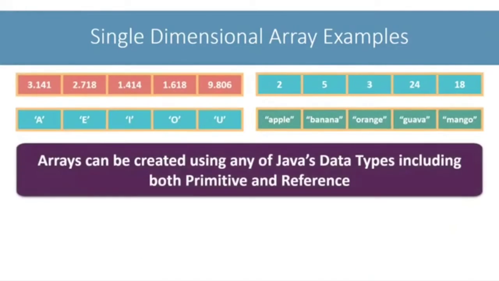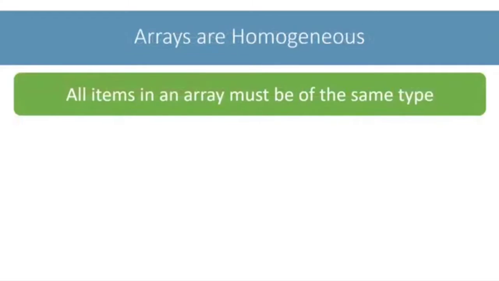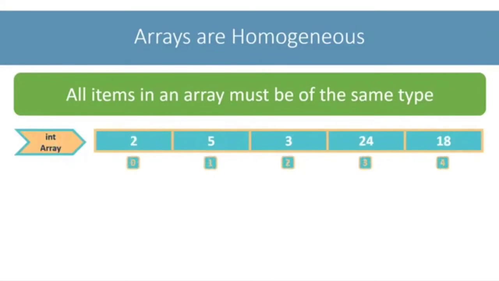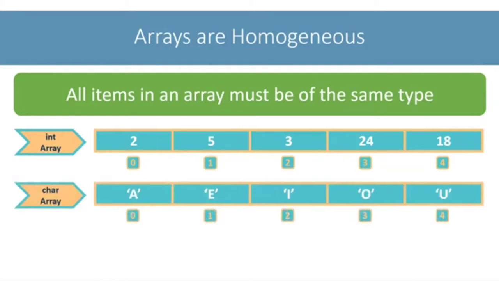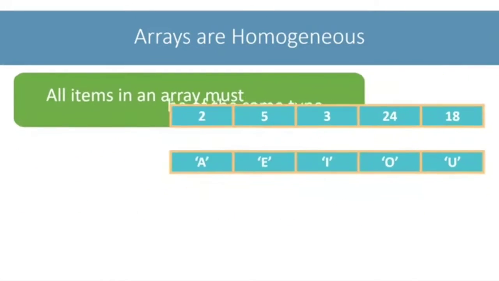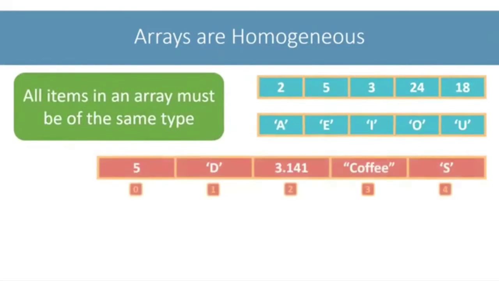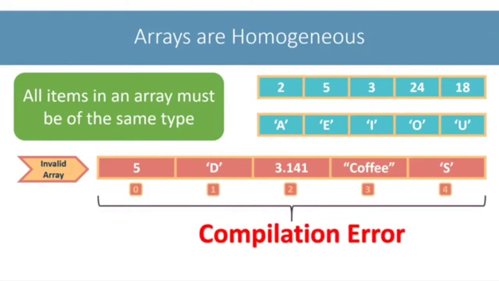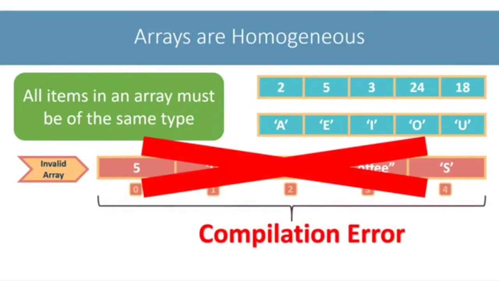Basically, you can create an array of any of the data types that Java provides, including both primitive and reference types. By rule, Java requires that all items in an array must be of the same type. An int array will always have all int values in it. A char array will have all char values in it, and so on. We cannot have an array in which the first box contains an int value, the second box contains a char value, the third box contains a double value, the fourth box contains a string value, and so on. You will get a compilation error for this. Java does not allow this, it will not work.